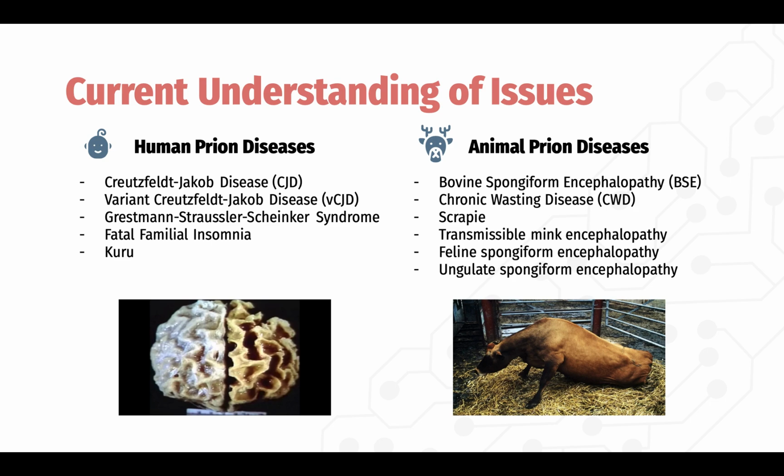And then at the bottom, I just have two pictures, and there's a brain, and the left side of the brain is normal, and then the right side of the brain is someone that has CJD. And then I have a picture of a cow, of what the cattle look like if they have BSE.